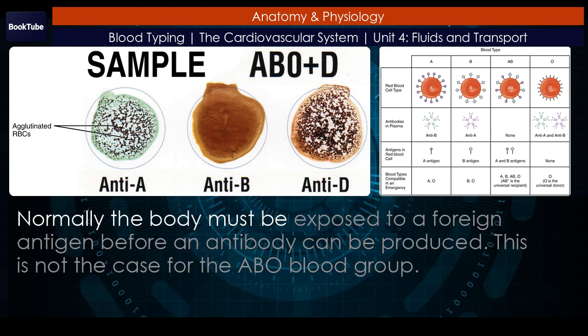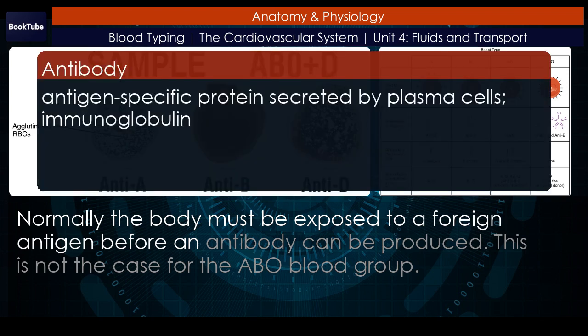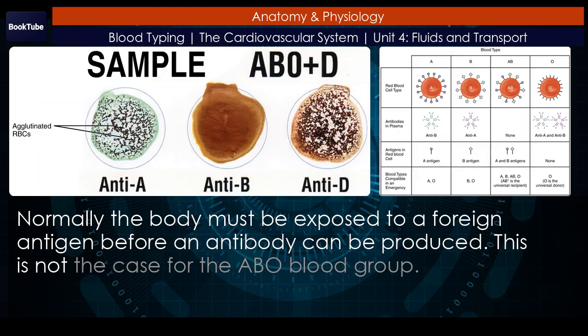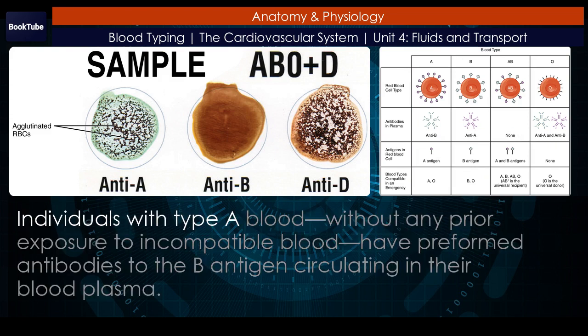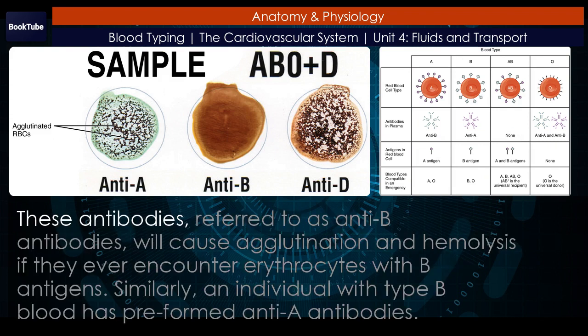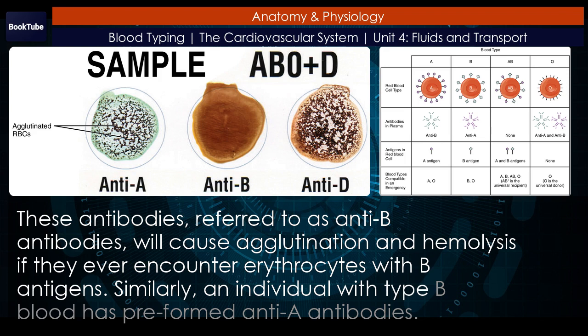Normally the body must be exposed to a foreign antigen before an antibody can be produced. This is not the case for the ABO blood group. Individuals with type A blood, without any prior exposure to incompatible blood, have preformed antibodies to the B antigen circulating in their blood plasma. These antibodies, referred to as anti-B antibodies, will cause agglutination and hemolysis if they ever encounter erythrocytes with B antigens. Similarly, an individual with type B blood has preformed anti-A antibodies.